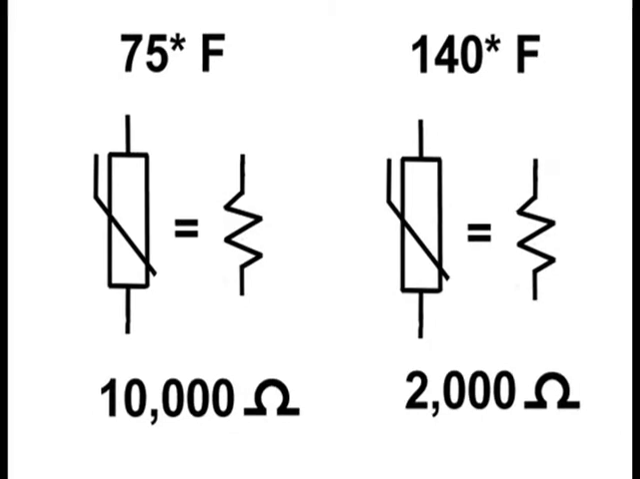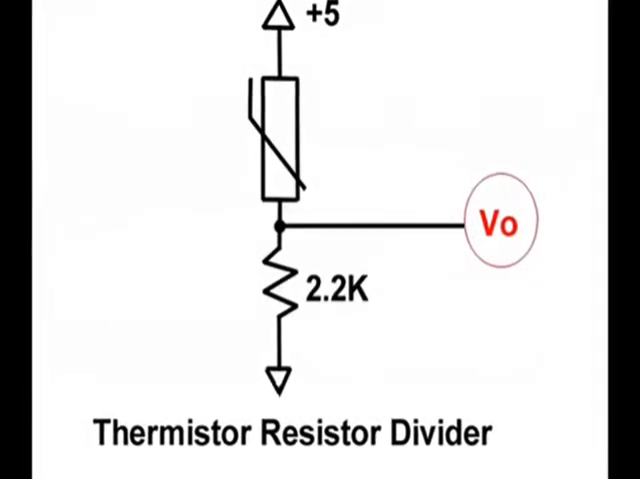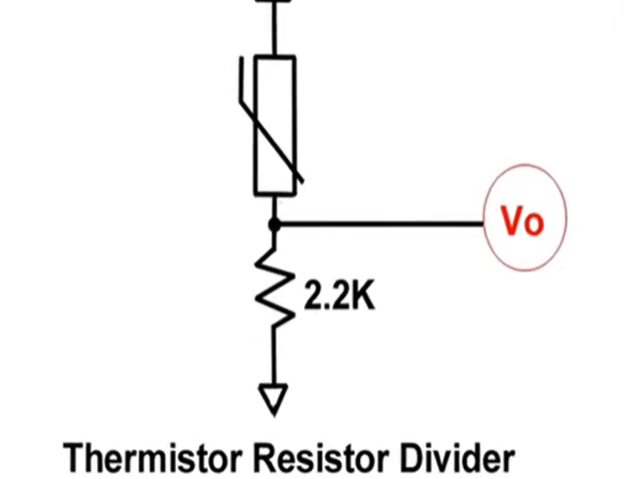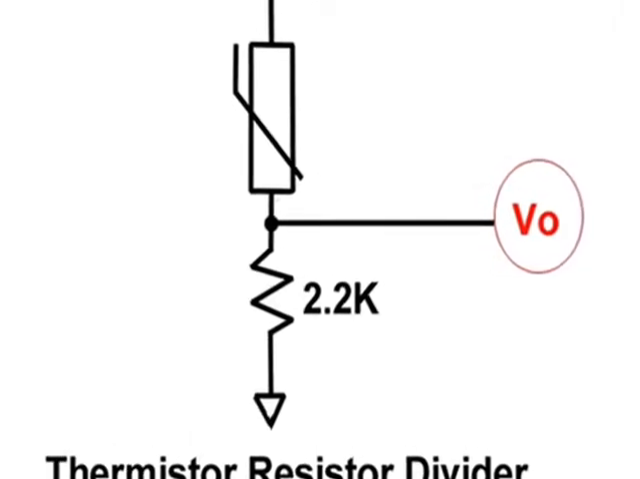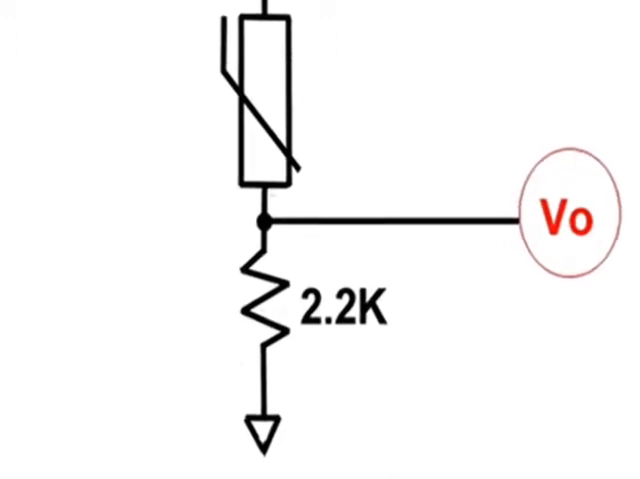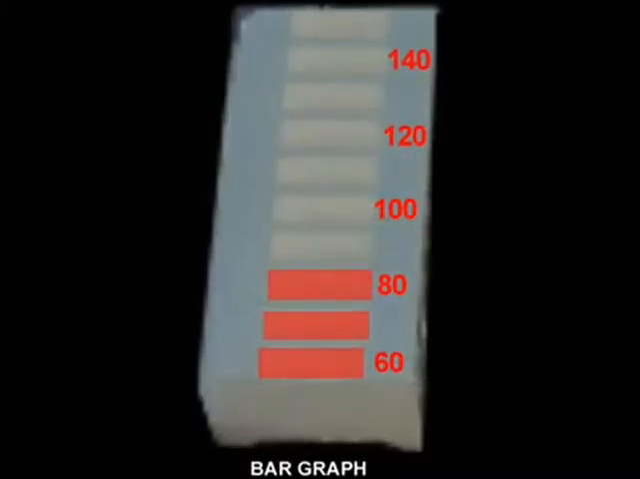A thermistor resistor voltage divider may be used to generate a voltage proportional to temperature. As the temperature increases, so does the voltage. A bar graph generator may then be used to generate a visual representation of temperature. This bar graph reads like a digital thermometer. The temperature that's indicated here is 80 degrees Fahrenheit.